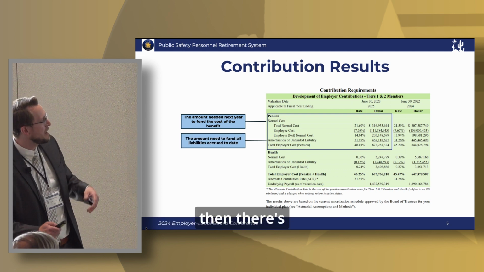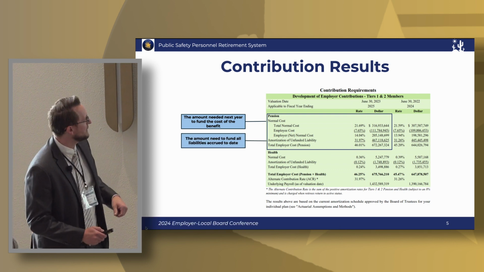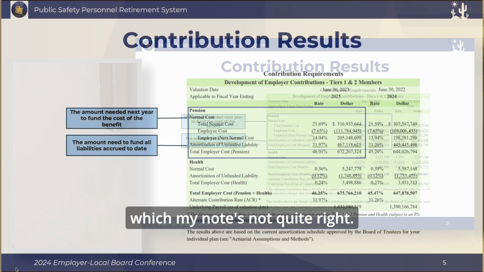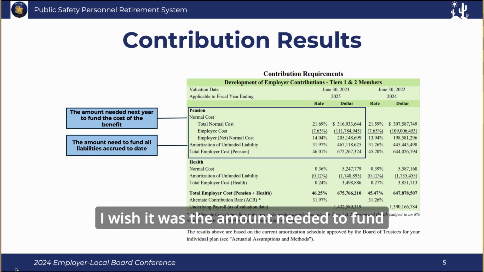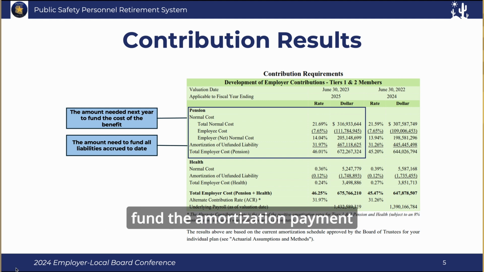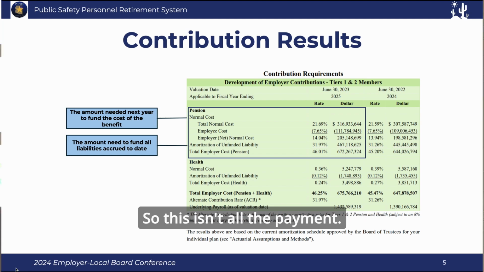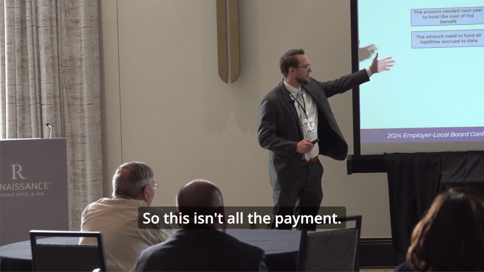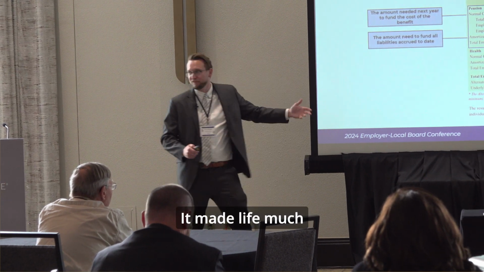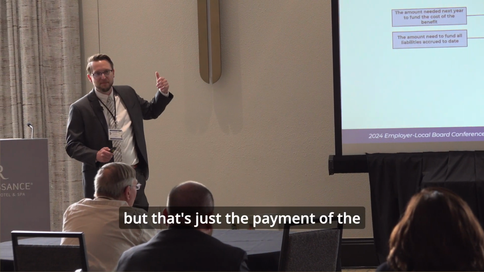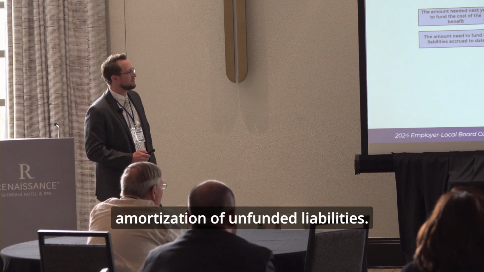Then there's the amortization of unfunded liability, which my note's not quite right. I wish it was the amount needed to fund all liabilities for the day, but it's actually the amount needed to fund the amortization payment for all the liabilities that come to pay. So liabilities are amortized over a certain period of time, so they're not all recognized in 1 year that we're going to be paying on. So this isn't all the payment. I mean, if it was just that, it would make life much easier if that's all we had. But that's just the payment of the amortization of unfunded liabilities.